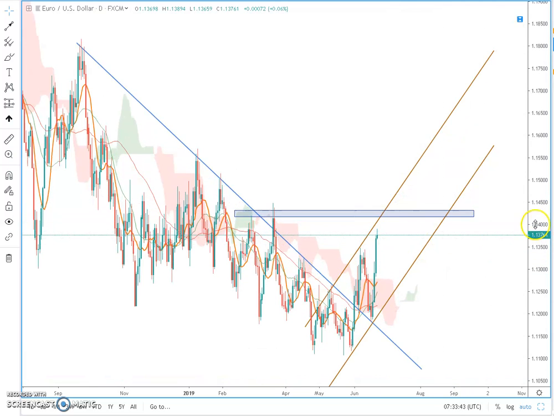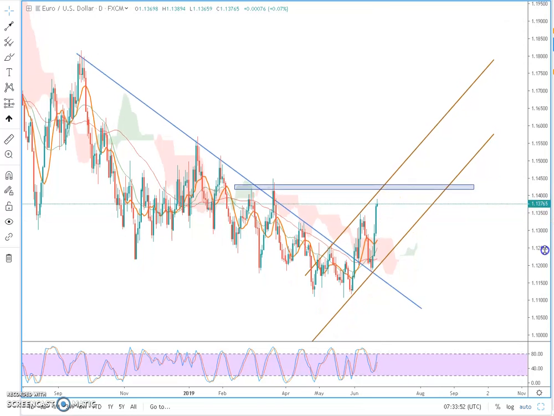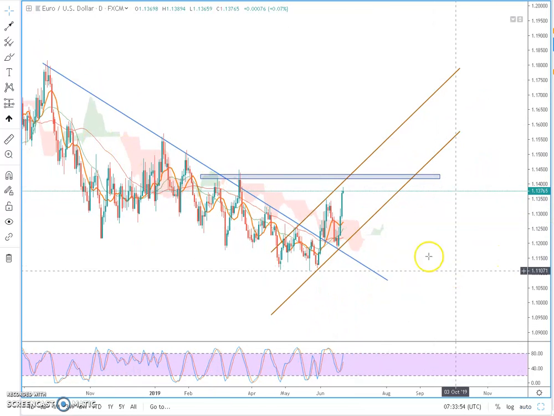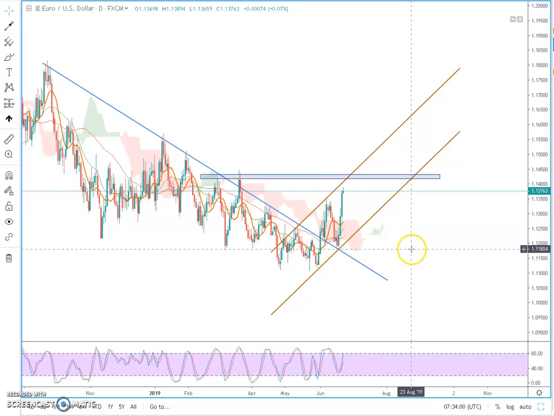So this currently doesn't give us confidence to start selling the pair, because you can see the pair is moving up, it's in an uptrend, and it has broken away from the descending trend line. So right now shorting at this level would be a little bit risky.